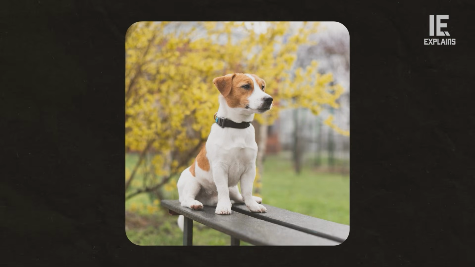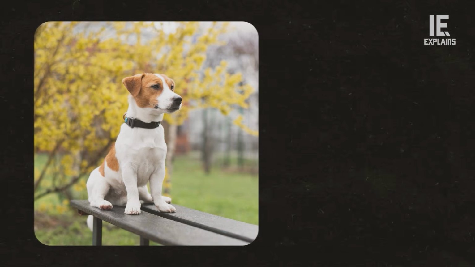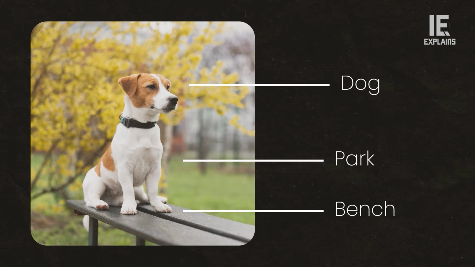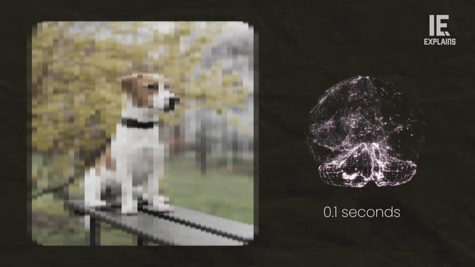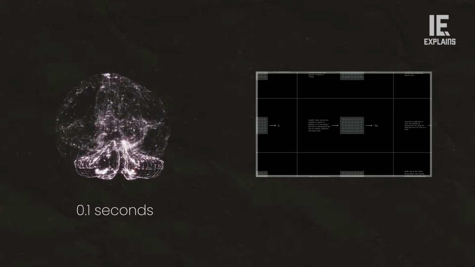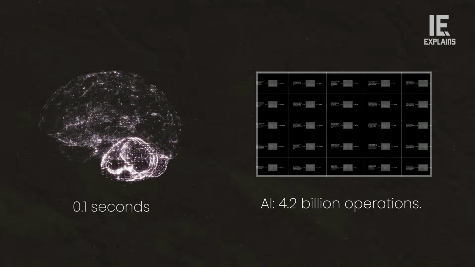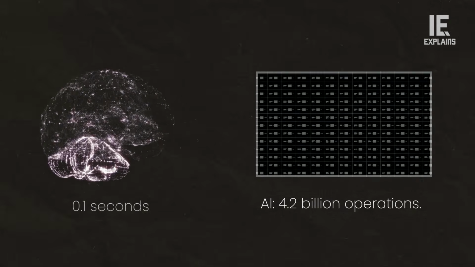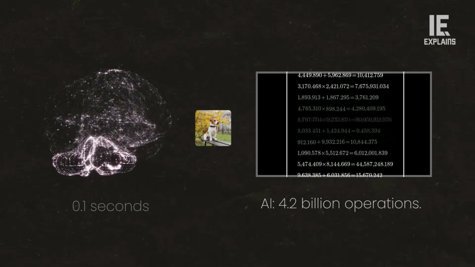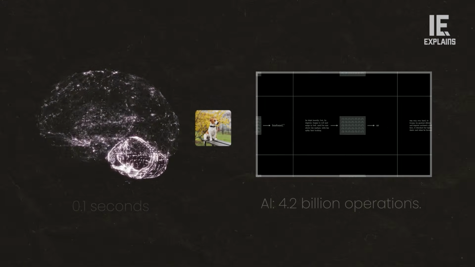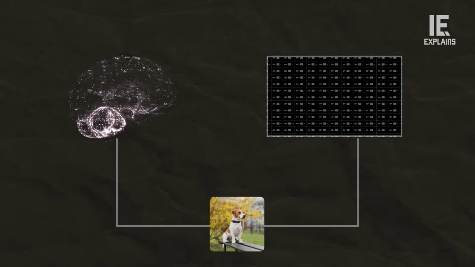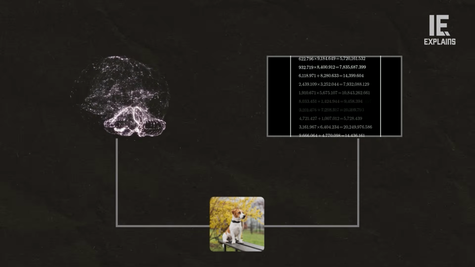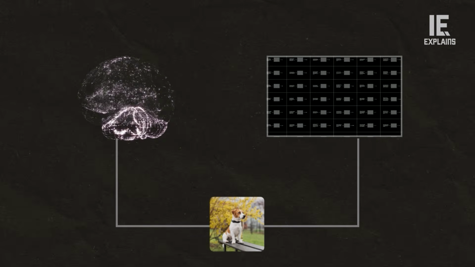Look at this photo. You know what it is immediately. Dog, bench, park, done. Your brain handled that in about 1/10 of a second before you even consciously thought about it. A computer arrived at the same answer through 4.2 billion mathematical operations applied to a grid of numbers. No concept of dog, no understanding of park, just statistical correlations between pixel patterns and labels. Both get the answer right, but they get there in completely different ways, and that difference matters a lot.